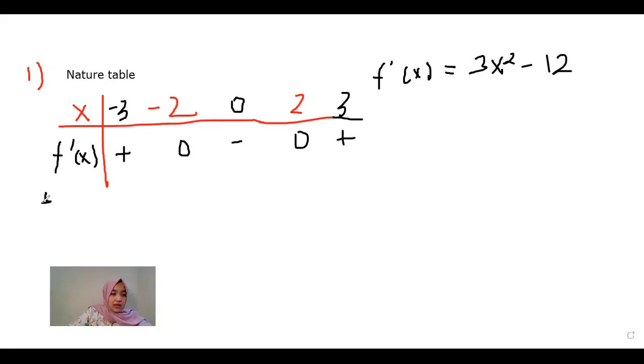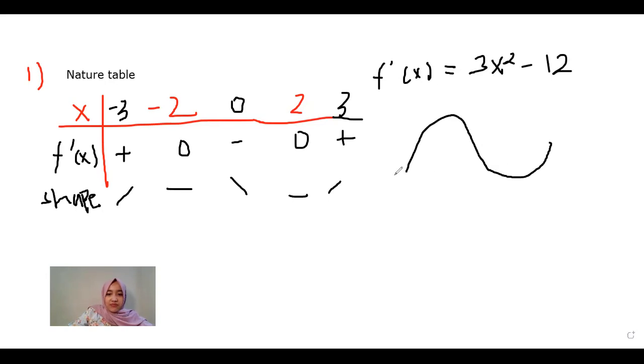And the next is the shape. So we can imagine the shape of the curve. Positive, so it goes up, horizontal, goes down, horizontal, goes up again. So we can draw the curve like this. Goes up, 0, goes down, negative, 0, goes up. Okay, so the curve will be like this.